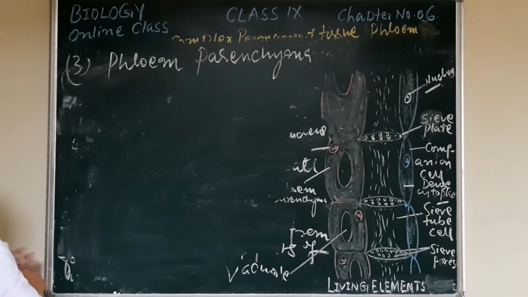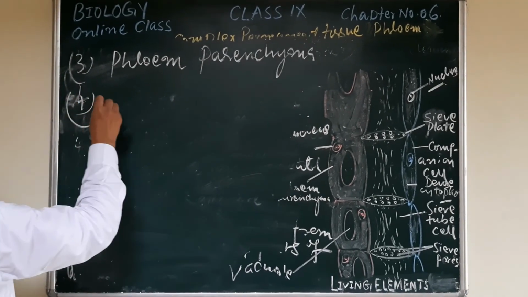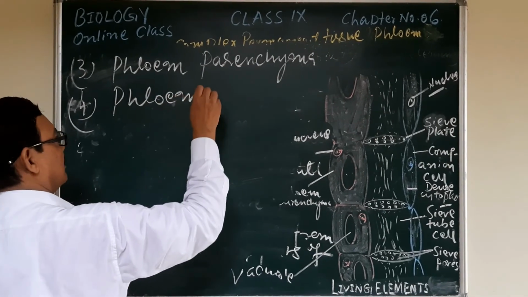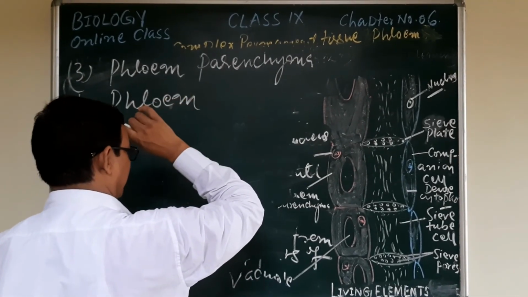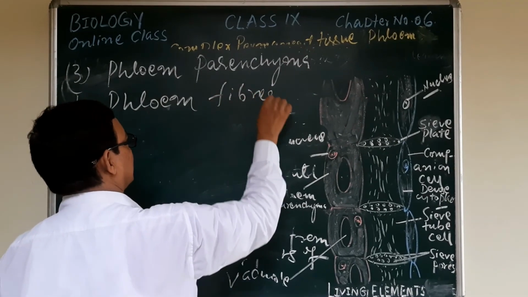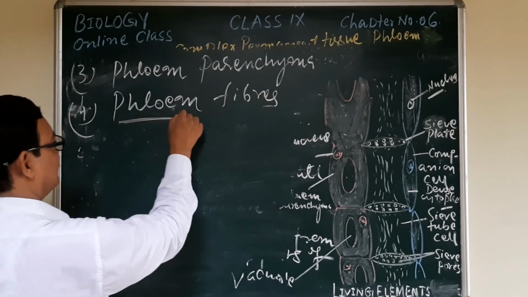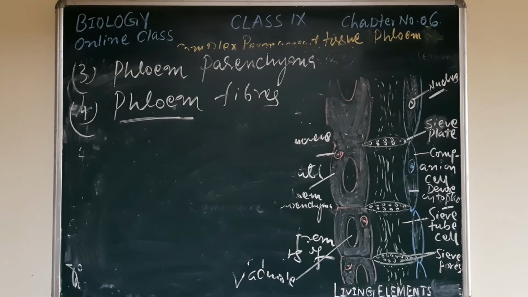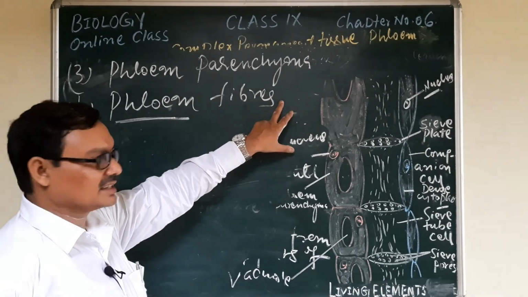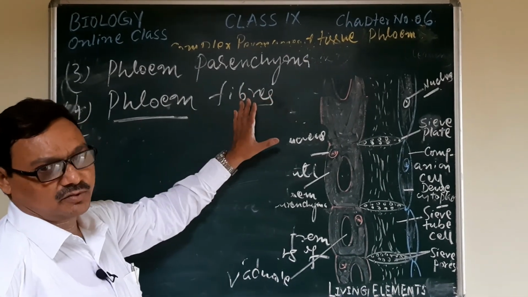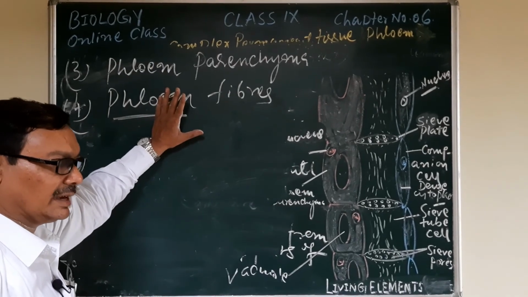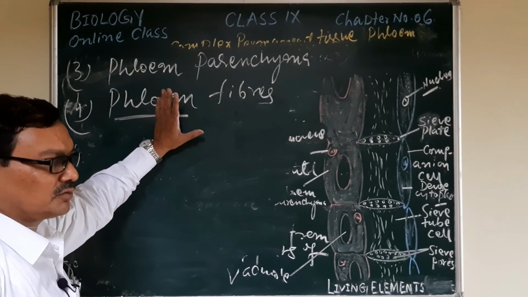And the fourth important part of the phloem elements is the phloem fibers. It is also known as bast fiber, because phloem is also known as bast. It is made up of sclerenchymatous cells and is supportive in function. So these are the four important elements of the phloem.